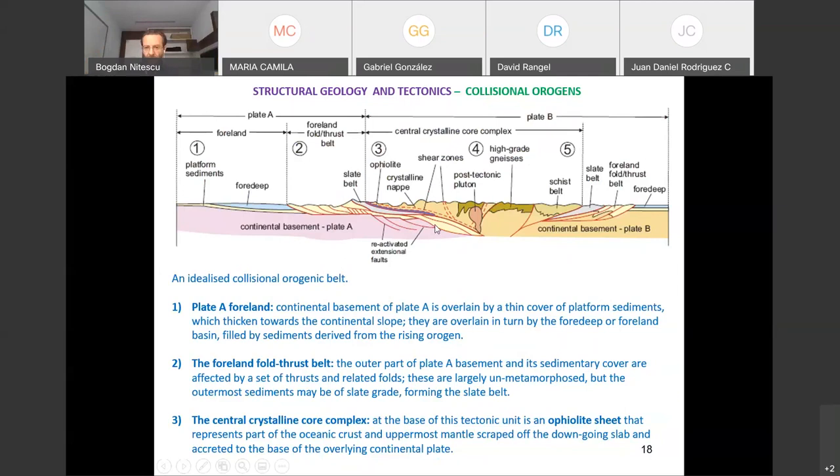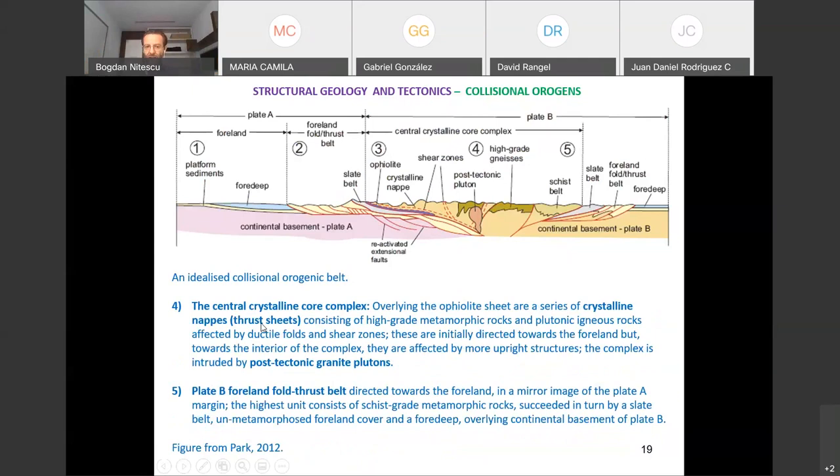And here, basically, you can have what are called crystalline nappes. Crystalline nappes are thrust sheets, so they are faults, low angle faults that bring one on top of the other packages of metamorphic rocks and igneous rocks. And again, you have a lot of ductile faults, shear zones, a lot of complexity, structurally speaking. He also shows a post-tectonic, that means a post-orogenic, pluton as well. As you go on the other side, you go through fold and thrust belts and foredeeps and so on. Foreland basins, that's what a foredeep is. All right, so you can read this text, but I think it's a nice summary of what we discussed.